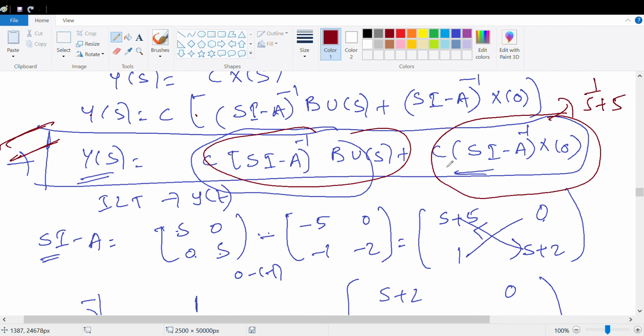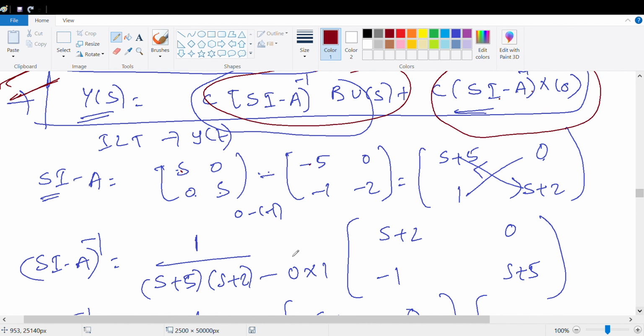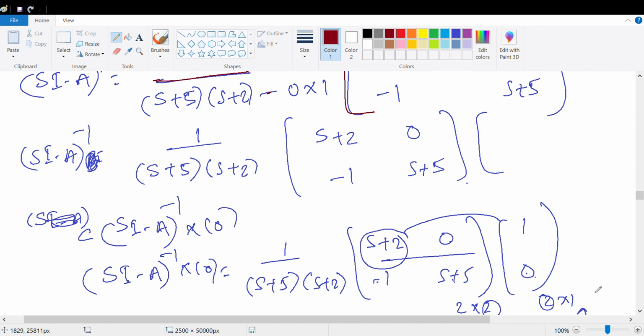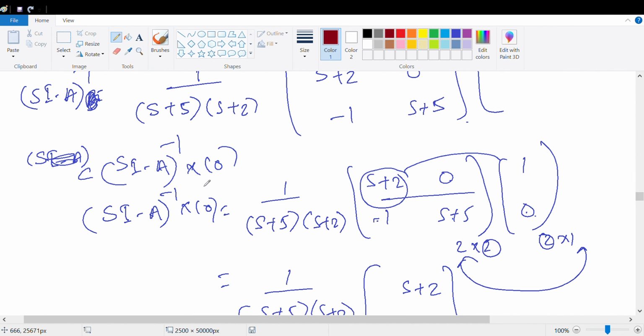Now I took it part by part, and first I calculated this (sI minus A) whole inverse. So sI minus A is s 0, 0 s, minus A, which is minus 5 0, minus 1 minus 2. The inverse is 1 divided by the product of these two minus the product of these two: (s plus 5) into (s plus 2) minus 0 into 1. Then these two interchange, s plus 2 and s plus 5, and these two stay the same but with a minus sign. So we get it like this, and after that the x of 0 multiplication.